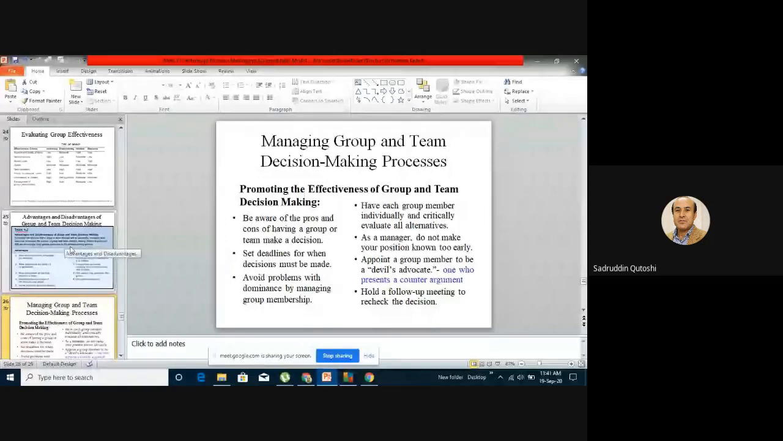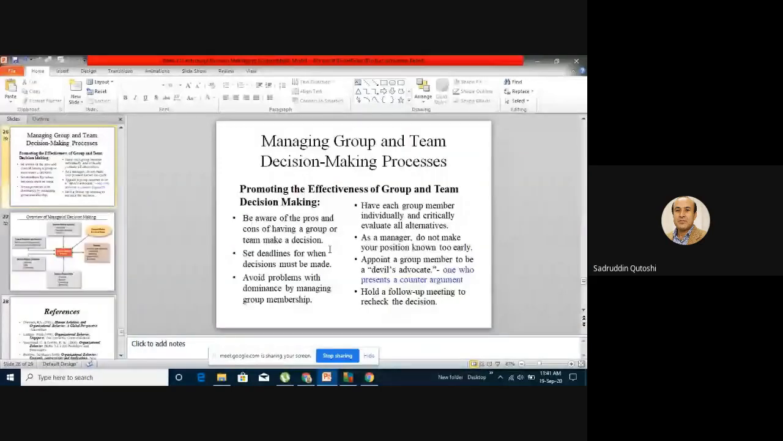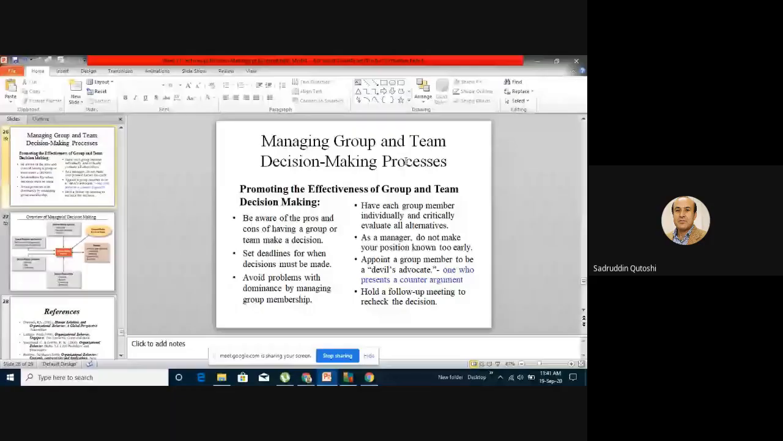Now we will focus on whether there is any particular approach or process that helps us with group decision making. Yes, there are some steps we need to think about, promoting the effectiveness of group and team decision making. The first one is, be aware of the pros and cons of having a group or team make a decision. As in the above slide, we have come up with the benefits and disadvantages of group decision making. So while you engage in group decision making, you must know the advantages and disadvantages.